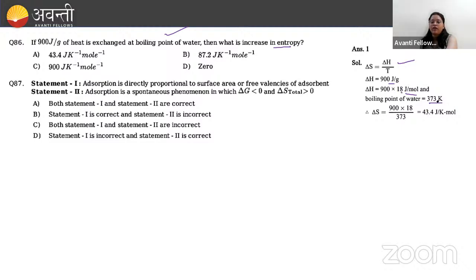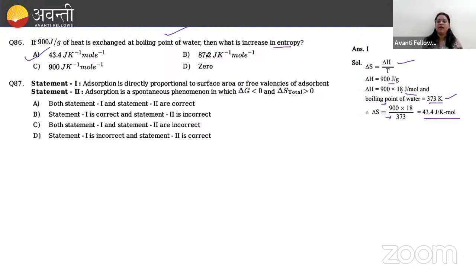The boiling point of water is 100 degrees Celsius. 100 plus 273, in terms of Kelvin, is 373 Kelvin. So let's put in the delta H value and the temperature value. You get the entropy, which is 43.4 joule per Kelvin per mole. Very simple problem. Very good problem.